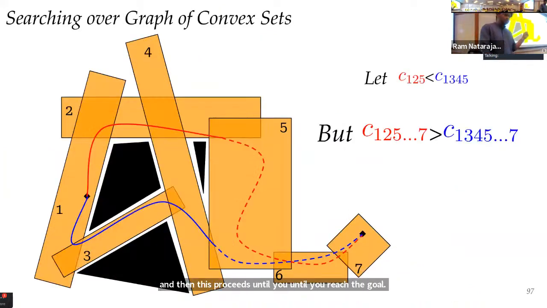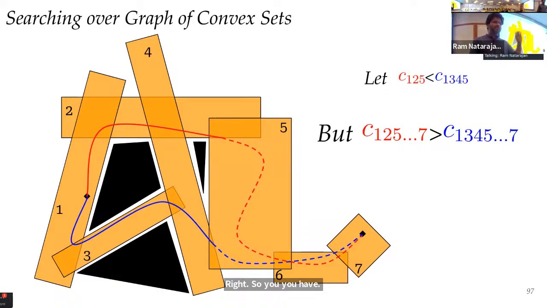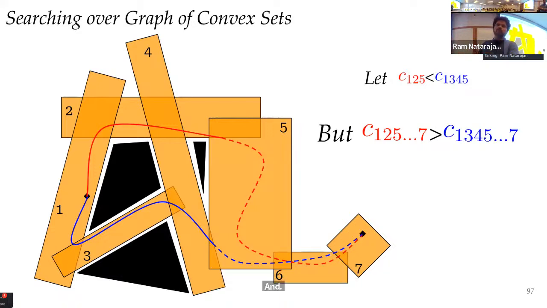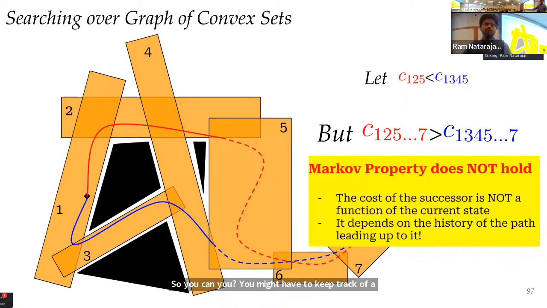But then there is a problem here, right? You have changed your representation from every node in your graph being a single state to every node in your graph being a set. And that basically means that you don't have the optimal substructure that you had in A star like searches anymore. So you might have to keep track of a suboptimal path coming into a state to eventually find an optimal path. That basically means fundamentally the Markov property of the search does not hold, meaning that the cost of a subsequent successor not only depends on the state that is being expanded, but also the history of the states that is leading up to the successor.